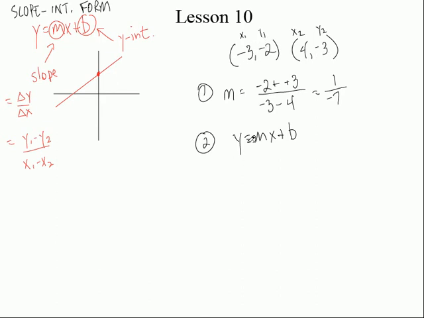So what are we going to do? We're going to put some stuff in here. We know the x and the y. Look here. This would be my x and this would be my y. And we know the m, the slope. We just found it. It would be negative 1/7. So let's put the stuff in.